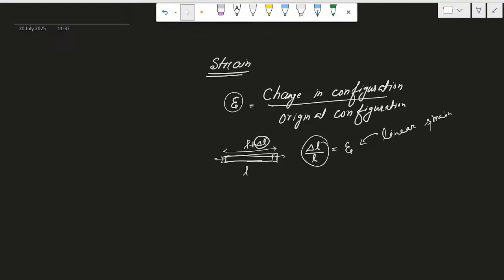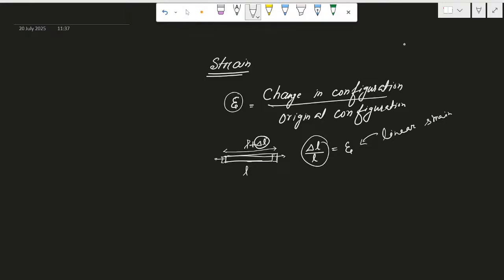If the strain is happening in one dimension, either in x, y, z, that will be linear. If in two dimensions, maybe in a plane, then you can say it is area-wise strain. If in volume, then it is volumetric strain. And shear strain is also there. So generally we say linear strain, volumetric strain and shear strain. These three are the main important strains.